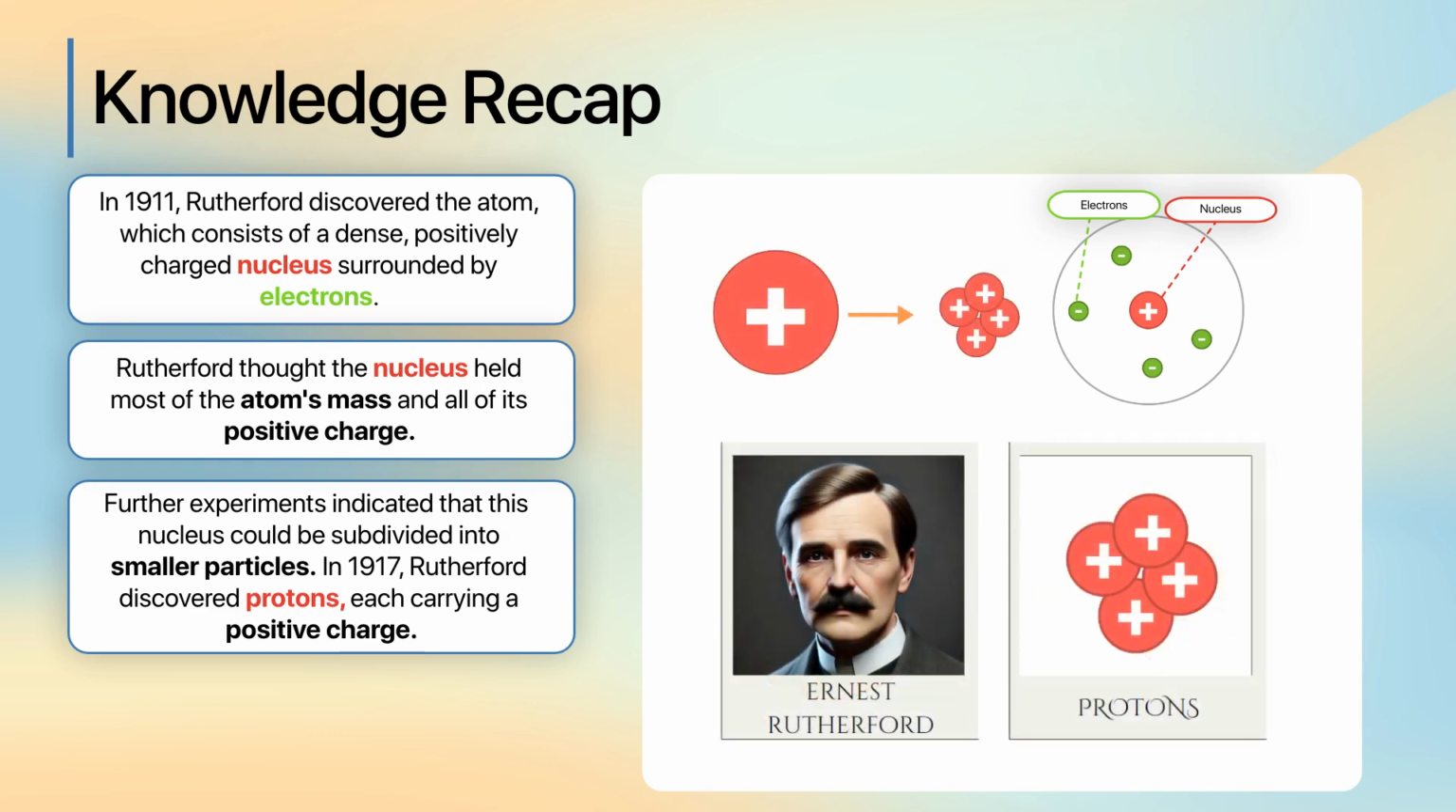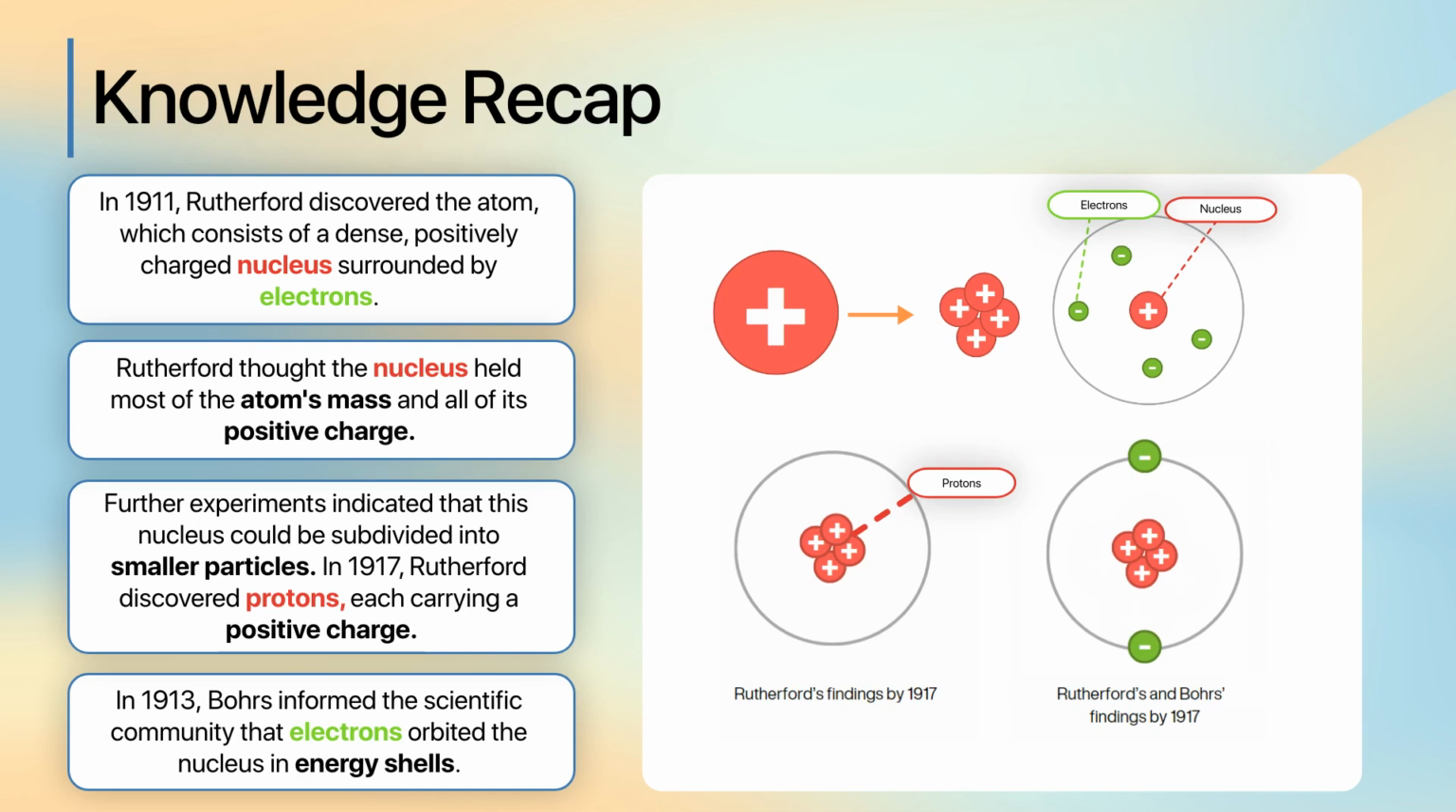In 1917, Rutherford himself discovered these smaller particles and named them protons. Each proton carries a positive charge. This refined the nuclear model, showing that the nucleus is composed of individual particles, each with a positive charge. Additionally, remember that Bohr's findings in 1913 informed the scientific community that electrons orbited the nucleus in energy shells. In conclusion, by 1917, our nuclear model had a nucleus in the middle, which includes small particles of protons, orbited by electrons in their energy shells.